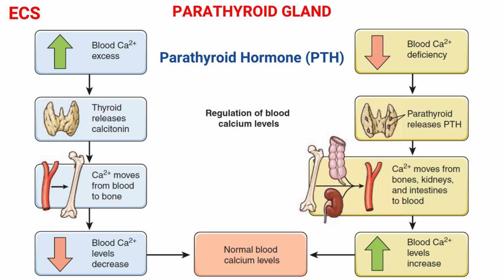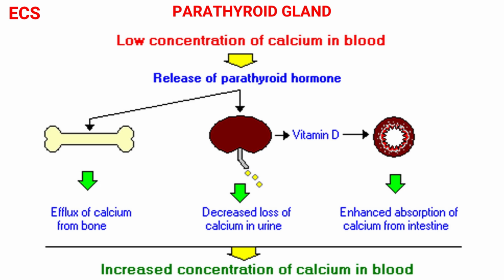Parathyroid hormone inhibits new bone formation while stimulating the breakdown of old bone, causing calcium to move out of bone and into the blood. Parathyroid hormone encourages the kidneys to reabsorb calcium, blocking its excretion into the urine while promoting the secretion of phosphate. Parathyroid hormone also prompts the kidneys to activate vitamin D, necessary for intestinal absorption of calcium.